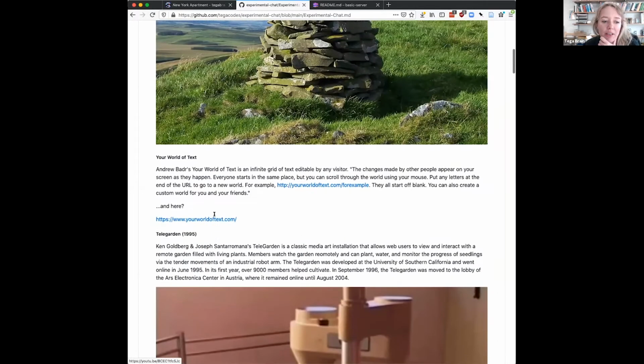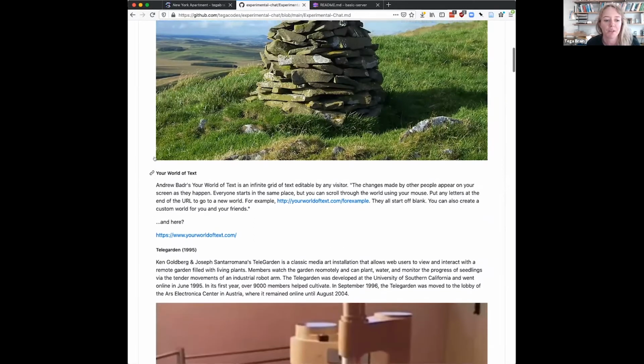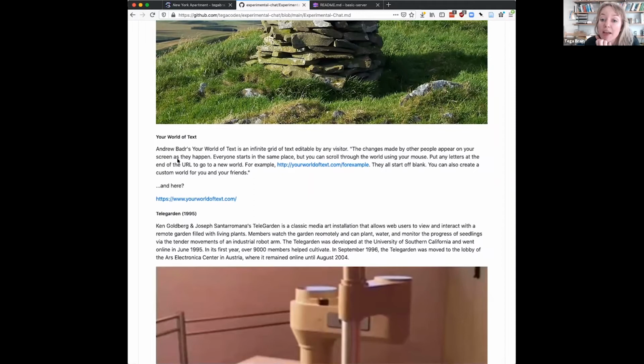Another example is a project called Your World of Text. This is by a Brooklyn-based artist, Andrew Badir, and it's an infinite grid of editable text where any change a visitor makes is visible by all other visitors. If you click on the link, you can visit it. So again, this is just a giant, I guess, text-based billboard in a way. One visits, and you can leave messages that persist.